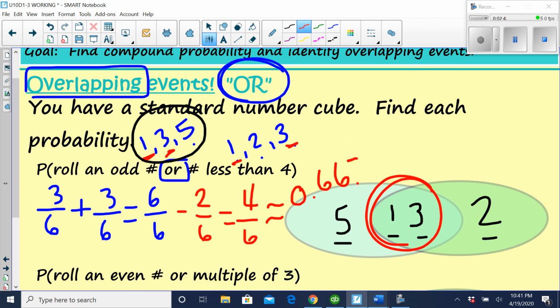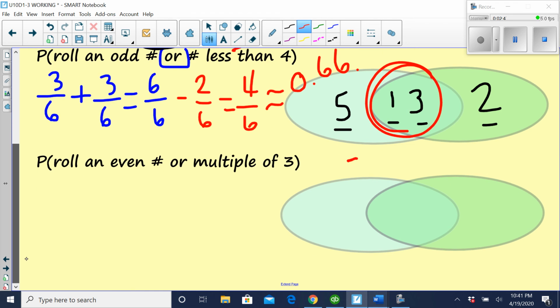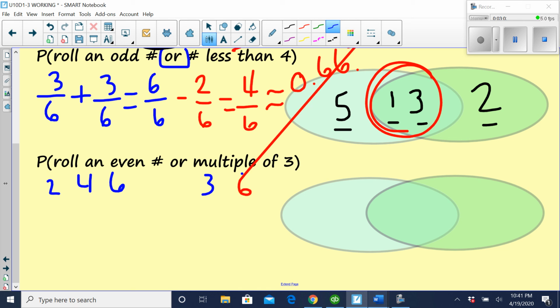Okay. All right, so we'll try another one with overlap. The next one says, what's the probability that I roll an even number? If I write out my evens, it would be a 2, a 4, and a 6, or a multiple of 3. Multiples of 3 mean like 3 times 1 gives me 3, 3 times 2 gives me 6, 3 times 3 would give me 9. 9's not on my standard number cube, so I'm not going to put it there.